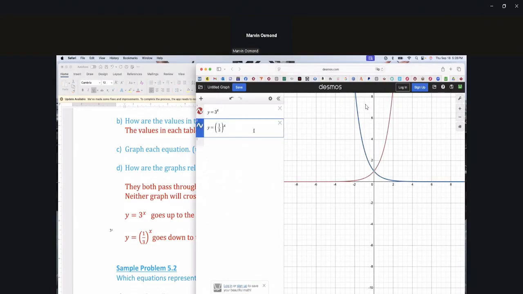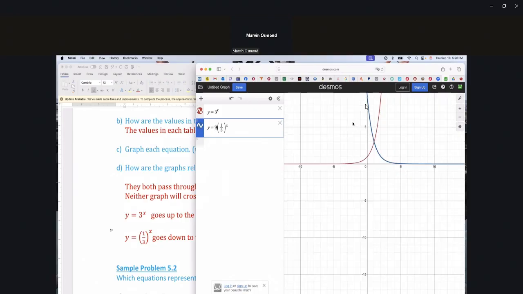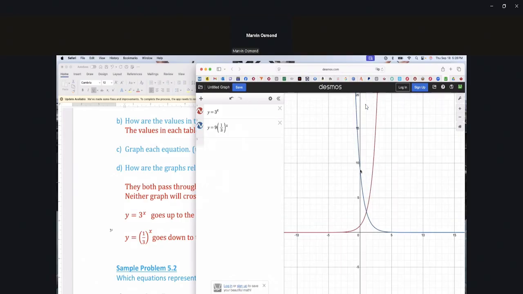What I like about Desmos is you can do things to it. If I wanted to change a number, for example, if I add a number in front of the 1/3 to the power x, let's say I make that a 5. Look what happens. It redraws the graph for us, and look where it crosses the y-axis, at the point 5. If I change that to a 9, now it crosses the y-axis at 0, 9.